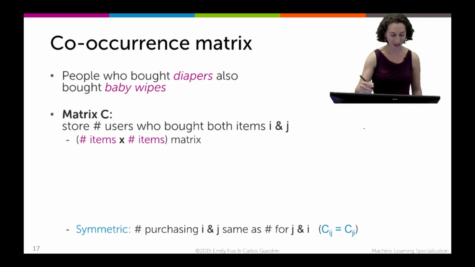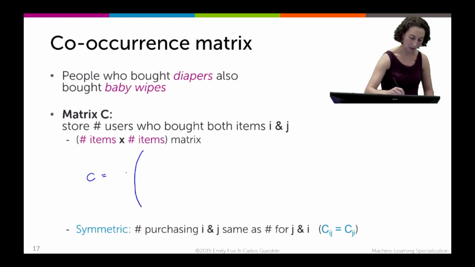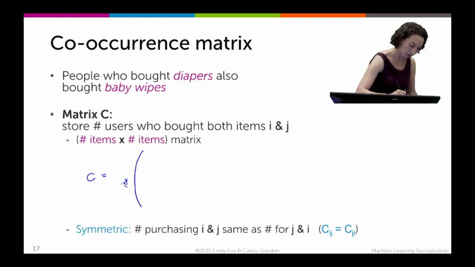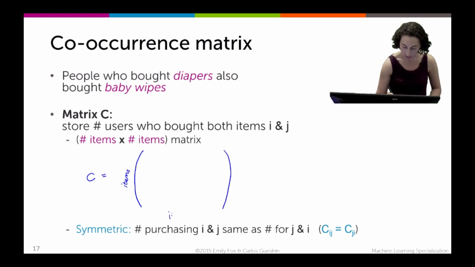Okay, so let's talk about this co-occurrence matrix that we're going to build up. This is going to store all of our information about which purchases people bought together. And again, when I say together, I don't mean simultaneously, just together at some point in their history of purchases. I'm going to build up this matrix C, and this matrix is an items by items matrix. So we're going to list all the different items for the rows of this matrix, and likewise all the different items for the columns.